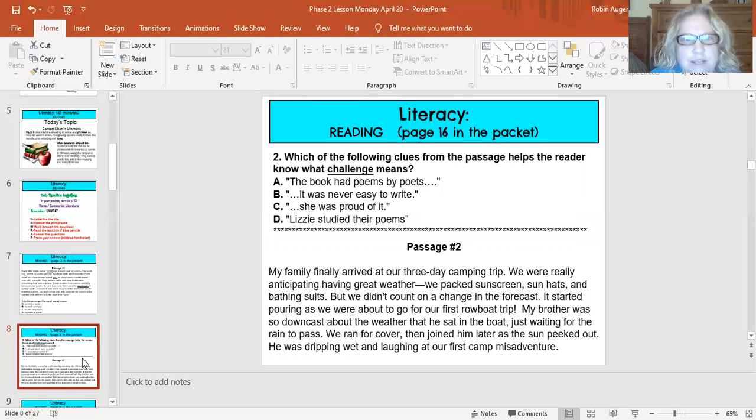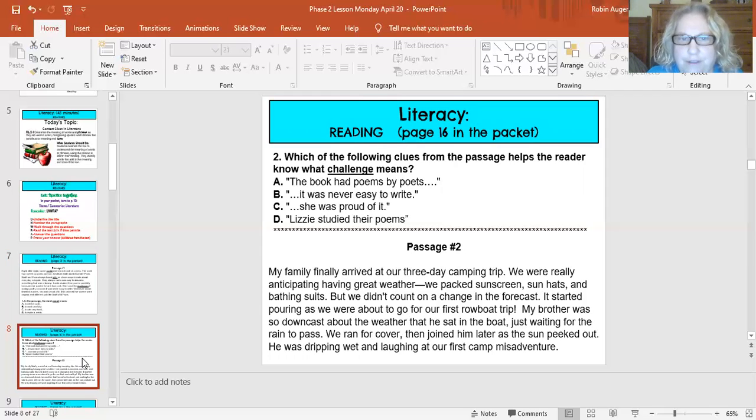No, she's always saying that poetry is hard to write, but reading poetry sometimes can be a challenge, but it doesn't necessarily mean that's so. Okay. How about it says it was never easy to write? If something isn't easy, then it's usually challenging. Okay. So let's keep that one for now.